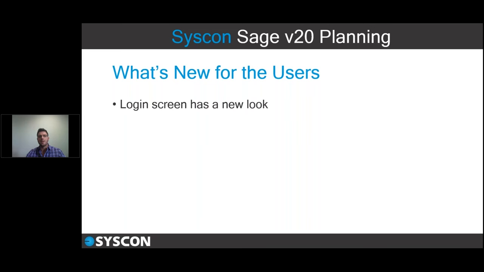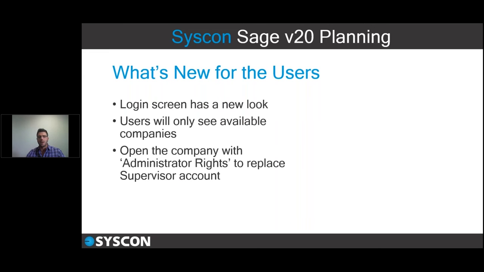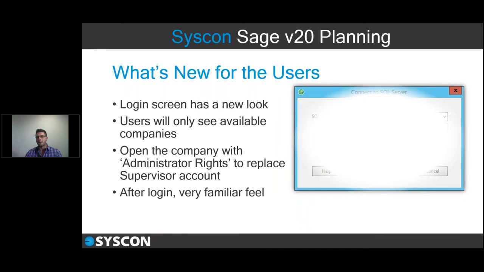The login screen does have a new look. It's not anything crazy, but the users will now only see the available companies, which is a nice tweak and makes it a little more clear, so not everybody sees 15 companies when they're only using one. And since the supervisor is gone, there's a new checkbox that says Open Company with Administrator Rights, which basically means to log in as supervisor. And then once you get logged in, it's going to feel just about the same.